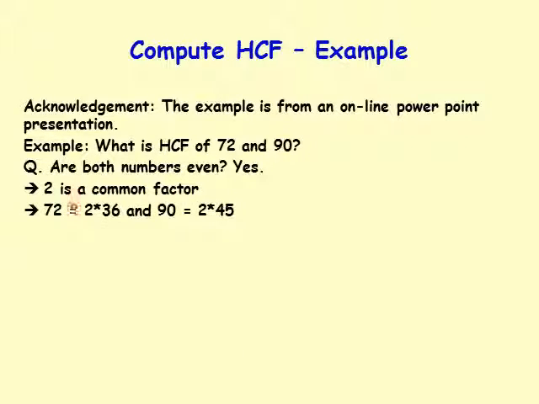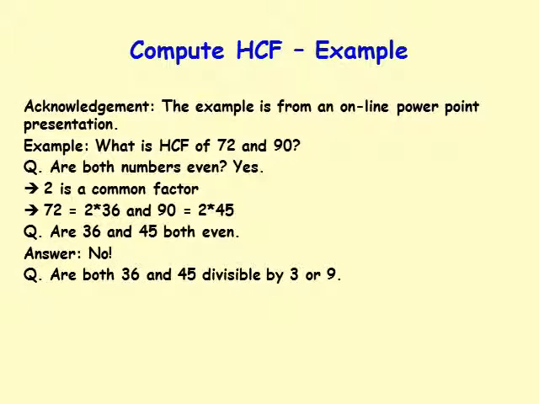Let's continue here. That means 72 is equal to 2 times 36, and 90 is equal to 2 times 45. Are 36 and 45 both even? No, they're not both even. So that means 36 and 45 do not have another common factor of 2. Next question.